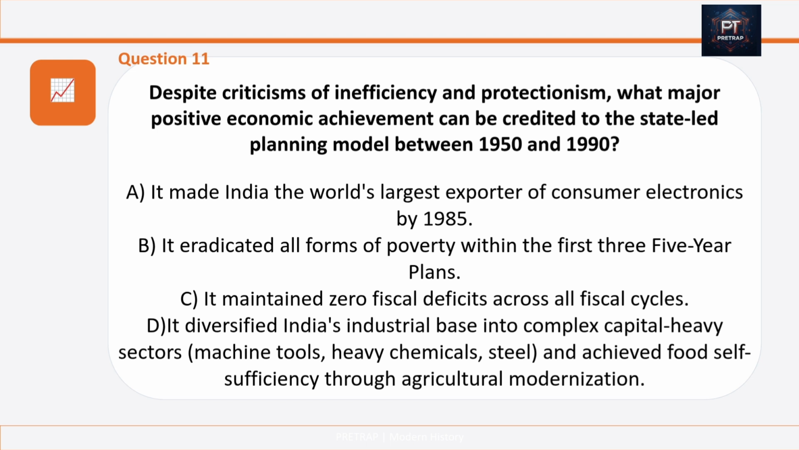Option B, it eradicated all forms of poverty within the first three five-year plans. Option C, it maintained zero fiscal deficit across all fiscal cycles. Option D, it diversified India's industrial base into complex capital heavy sectors and achieved food self sufficiency through agriculture modernization. And the answer is option D.